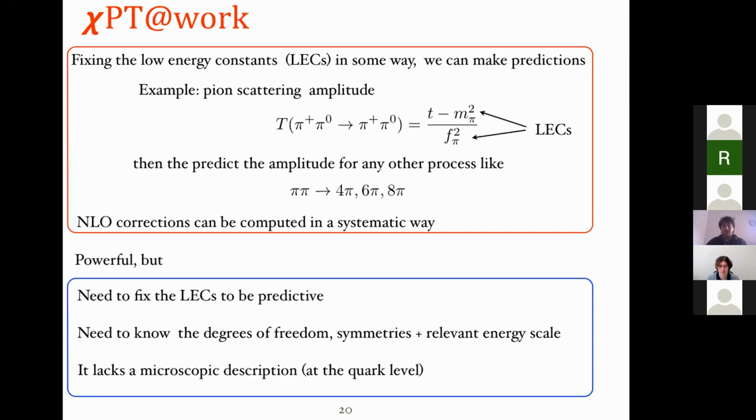What are the shortcomings? You need to fix the low energy constants, and certainly, as has been shown in the previous talk, they are running. You need to know the correct degrees of freedom, and you have no access to the microscopic description. I mean, there's no quark level in the ChPT description.